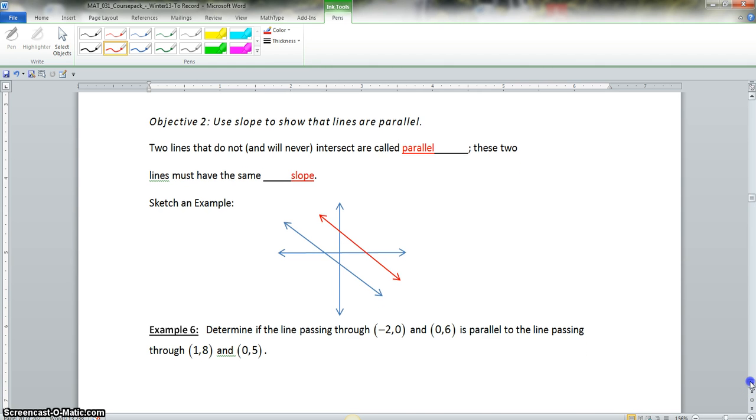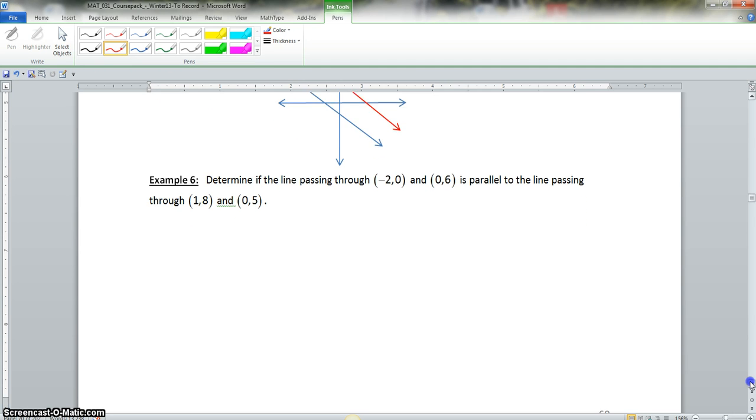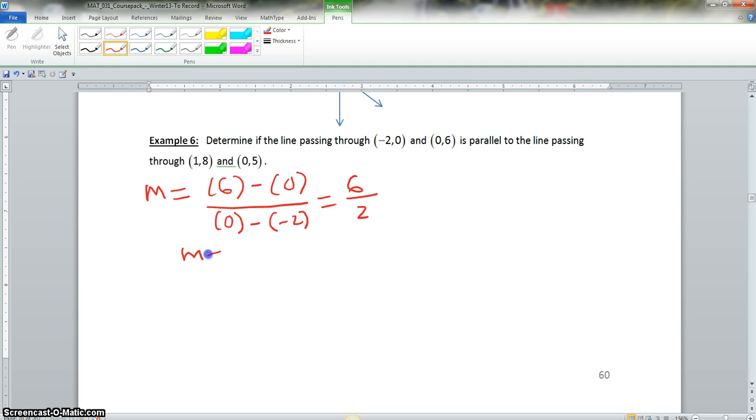Now we come down here to example 6. It says determine if the line passing through negative 2, 0 and 0, 6 is parallel to the line passing through 1, 8 and 0, 5. Parallel lines have the same slope. So all we have to do is just find the slope of both of them. So the first one, our y2 is 6 minus our y1 is 0, all over our x2 is 0 minus our x1 is negative 2. 6 minus 0 is 6. 0 minus a negative 2 is 2. So here our slope is 3.